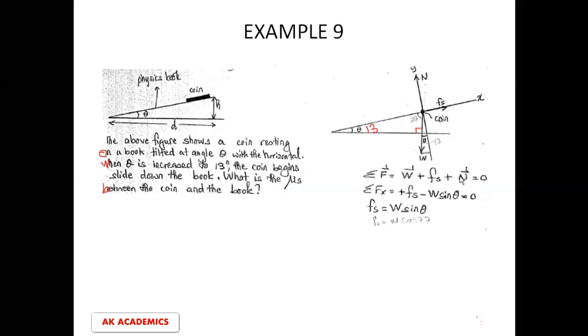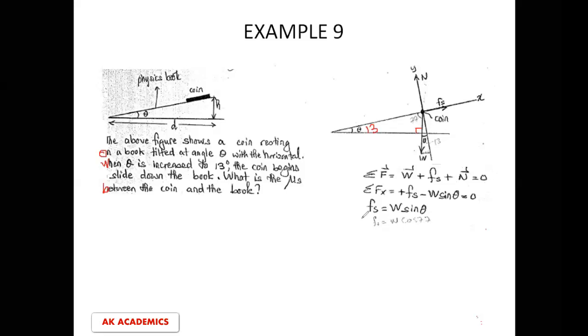You know that the summation of forces in our XY plane must be equal to 0. The weight W, the frictional force Fs, and the normal force N are all acting on the body. So the total force acting on the body, W plus Fs plus N, must be equal to 0.